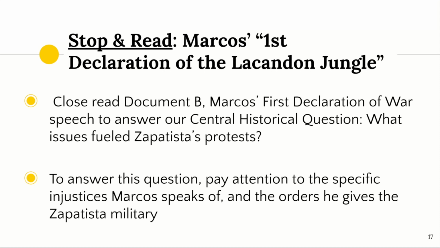To answer this question, pay attention to the specific injustices Marcos speaks of and the orders that he gives the Zapatista military. So now you should go navigate to the learning log and click on that document. Again, you do not need to annotate or turn in this document. This is just to help you answer the questions.